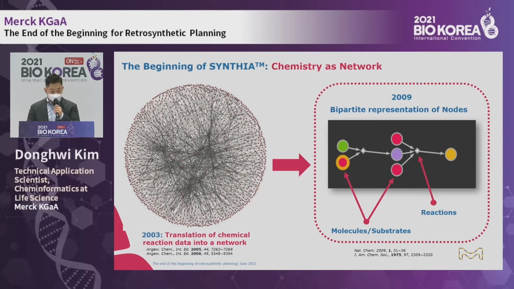Therefore, the so-called bipartite network representation was chosen. There are two types of nodes. One denotes the substrate and product molecules, and the other denotes the reaction operation. With the use of this representation, the network of published reactions, called the network of organic chemistry, was created. The vast network contained on the order of 10 million substances and a similar number of reactions connecting them.